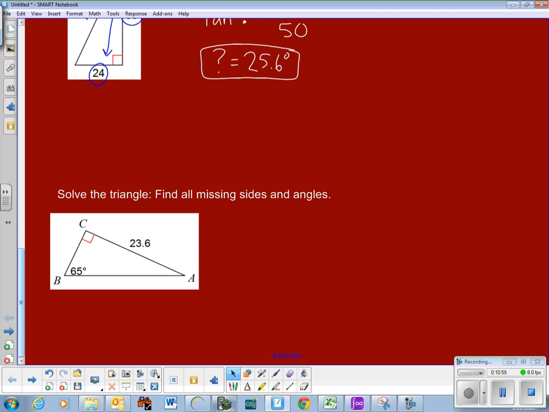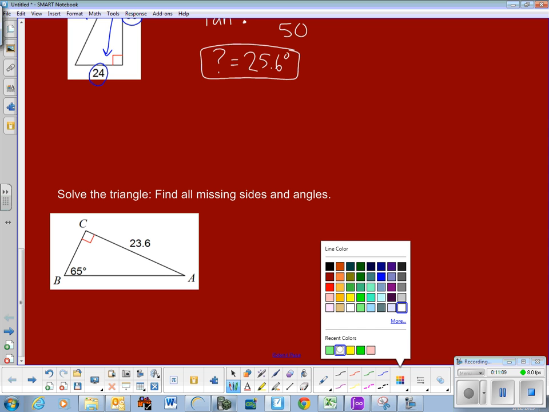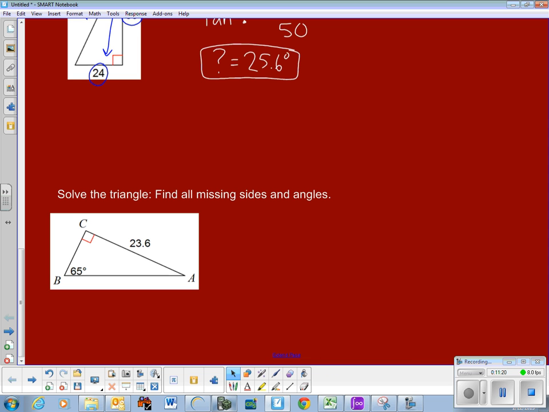Solving a triangle means finding everything that's missing. There are 6 parts to every triangle, 3 angles and 3 sides. So we're going to take what's given, and you have to be given 3 parts, by the way. In this case, we're given an angle, a side length, and a right angle. So we're given 2 angles. Let's start with the easy one. Let's start with the missing angle.